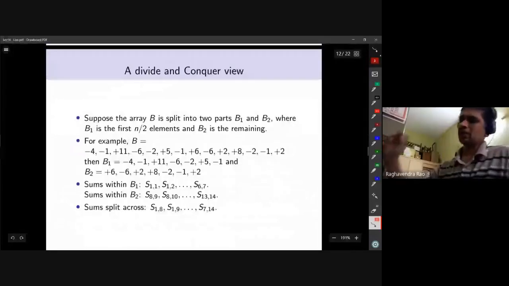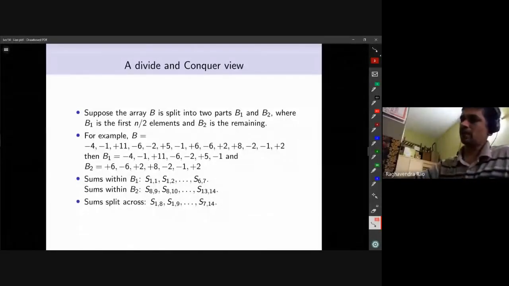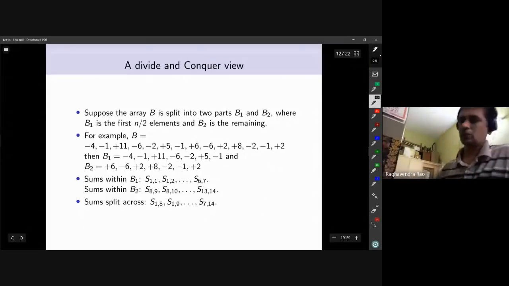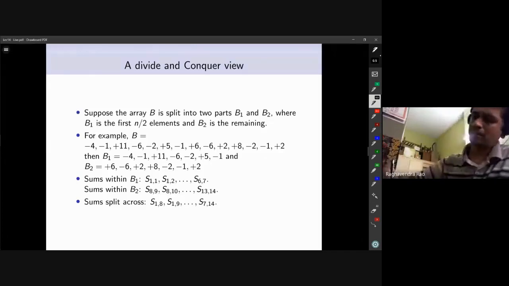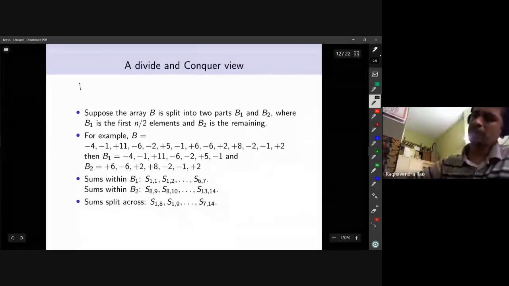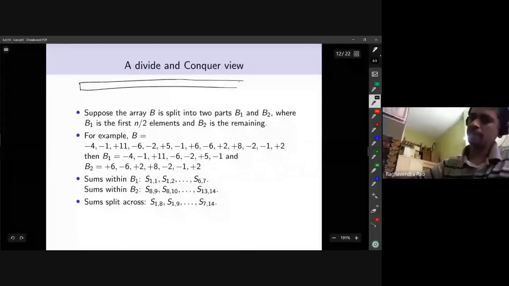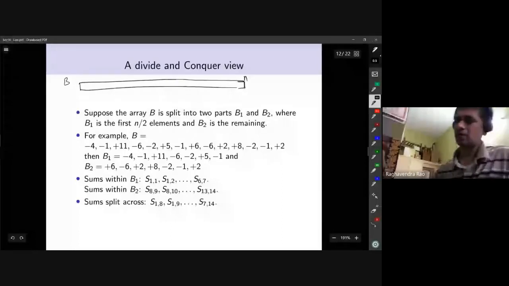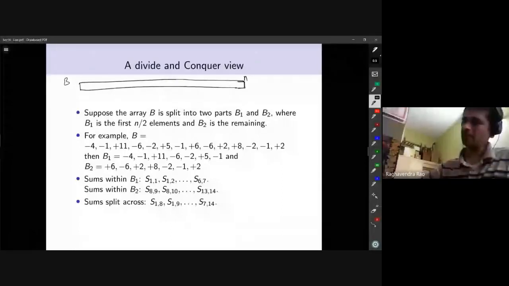The divide and conquer view is fairly straightforward, though implementing it will require a bit more observation. The idea is fairly simple: let's just split the array into two parts. This is our array B; we have forgotten about A now. Let's say B is of length n. Instead of using n minus 1, I'll just use n. In this example, n is 14.